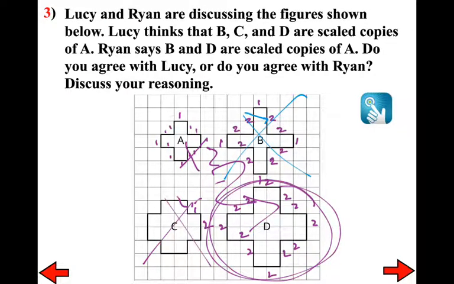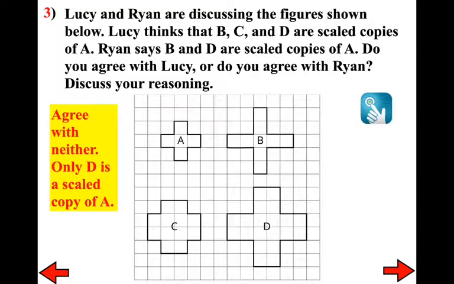But the question was asking if you agree with Lucy or if you agree with Ryan. Lucy thought that figures B, C, and D were scale copies. Well, they're not. Only D is. Ryan says that B and D are scale copies. Well, they're both not. Only D is. So actually, you should not be agreeing with either one of them because only D is a scale copy of figure A.